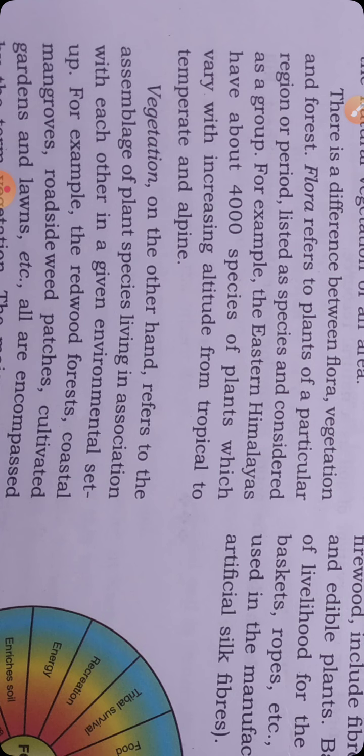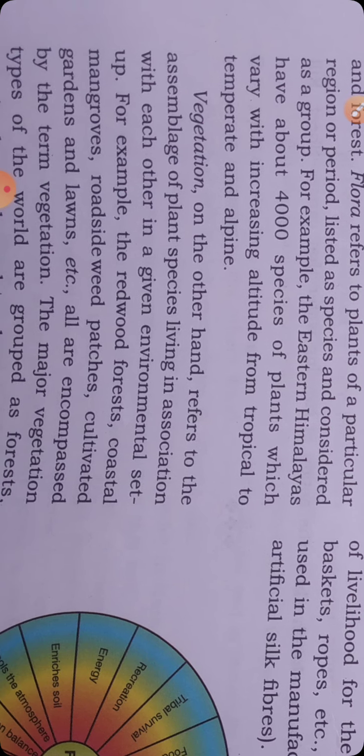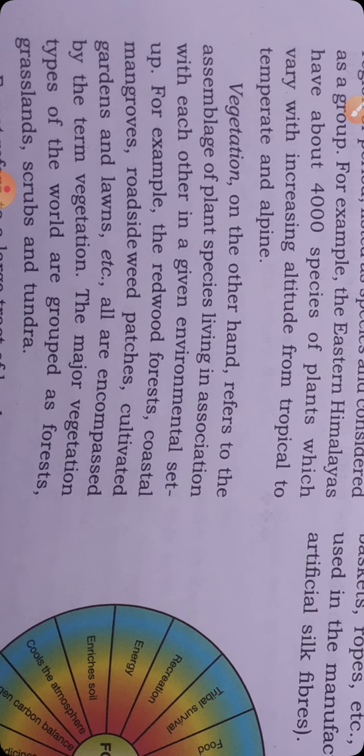Vegetation, on the other hand, refers to the assemblage of plant species living in association with each other in a given environment setup. For example, the rosewood forest, the coastal mangroves, roadside wheat patches, cultivated gardens and lawns, etc. all are encompassed by the term vegetation. So all these are vegetation. I hope you understood all things. Coastal mangroves means trees planted on the coast by man.